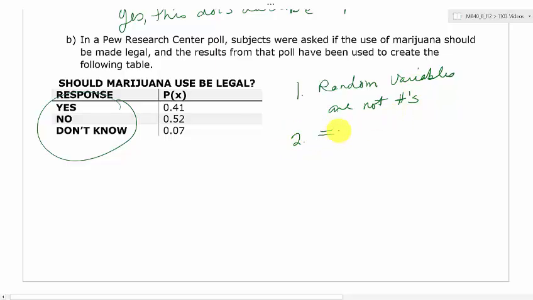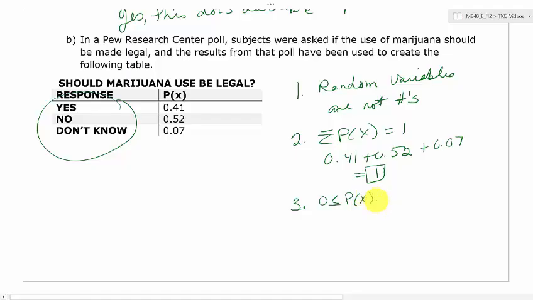The next one was that the sum of the probabilities is equal to 1. Our probabilities are 0.41 plus 0.52 plus 0.07. And that does in fact add up to 1. So condition 2 is met. What about condition 3? Are all of the probabilities between 0 and 1? And that is true. All of these numbers are between 0 and 1. But number 1 is not met.